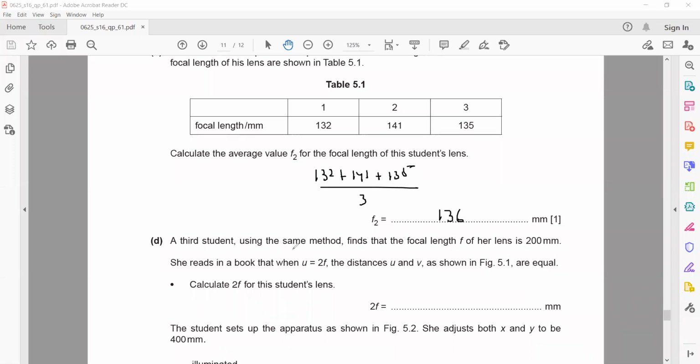Then a third student, using the same method, finds the focal length of her lens is 200 millimeter. She reads in a book that when u is equal to 2f, the distances u and v are equal. Calculate 2f. So what is 2f? For the third student, the focal length is 200. So 2f will be double of that, that will be 400.